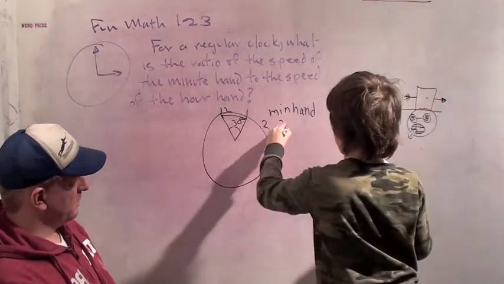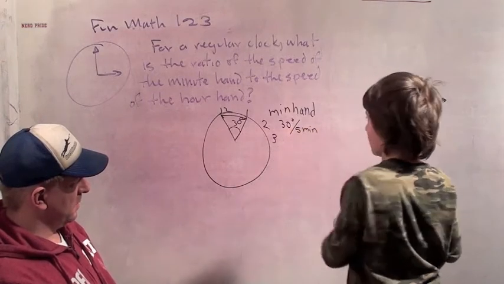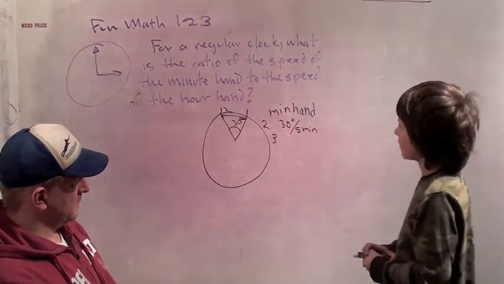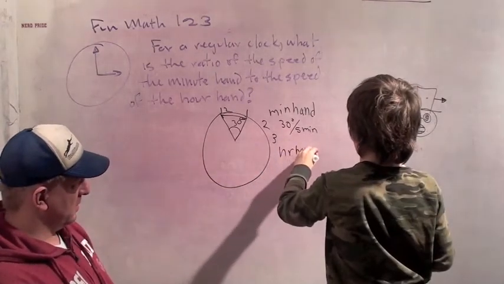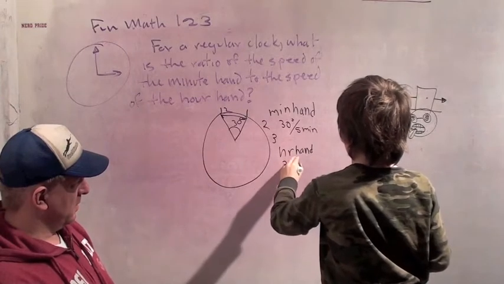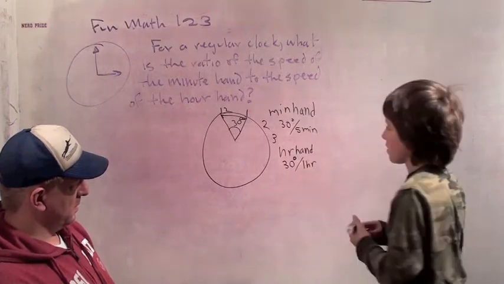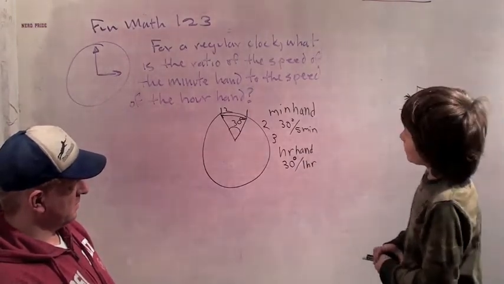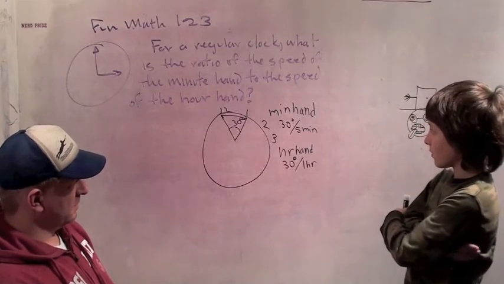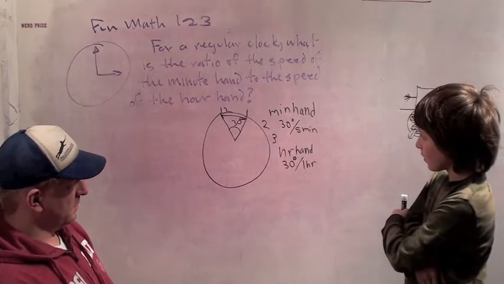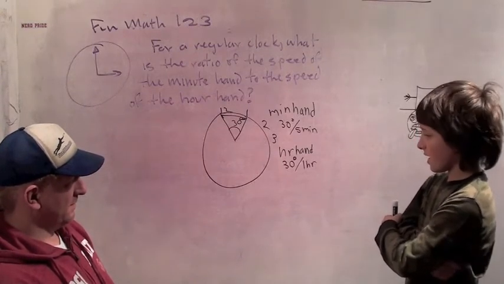Minute hand, 30 degrees, 5 minutes. And the hour hand, where should I write that? Right below. The hour hand goes 30 degrees for an hour. So it goes 6 degrees per minute.